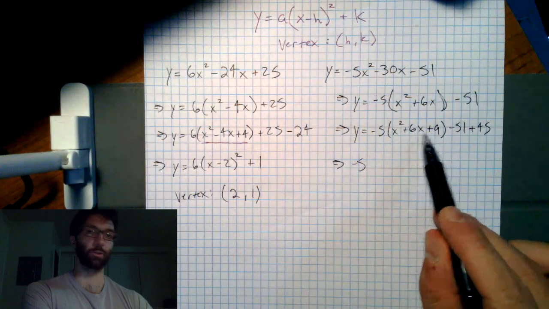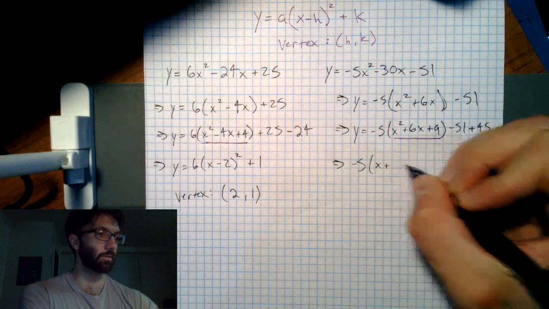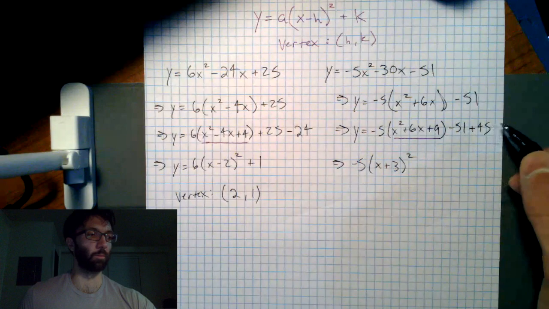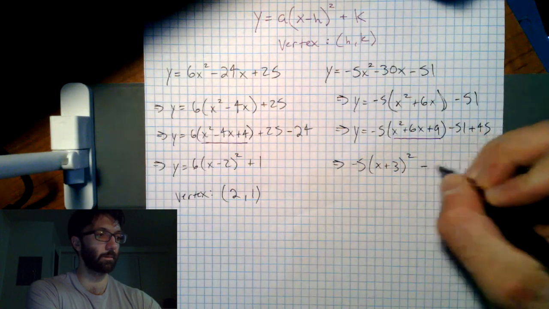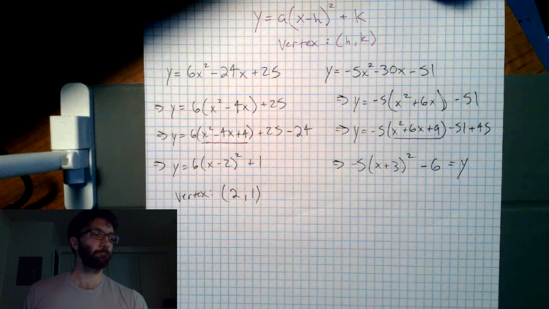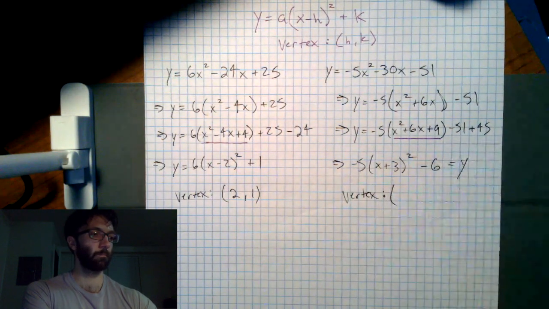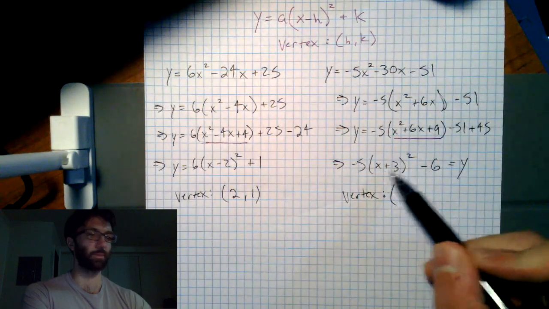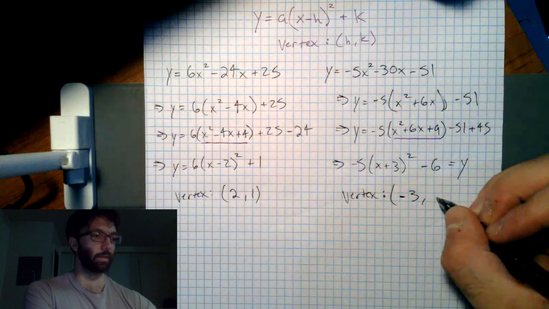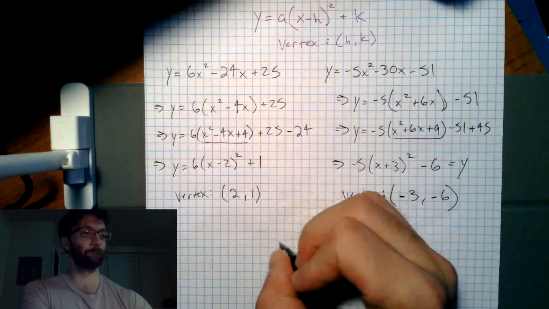All right, now this is a perfect square trinomial that I can factor, and that's going to be x plus 3, the quantity squared, and then my -51 plus 45 is going to be -6. Oh, I forgot my y equals. All right, and now we are in the vertex form. So the x coordinate of my vertex is going to be the opposite of this. That's going to be -3. And the y coordinate of my vertex is going to be the -6. All right, and we'll bring this one to a close.